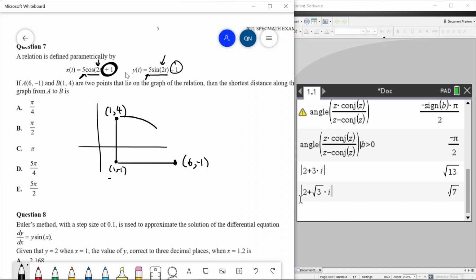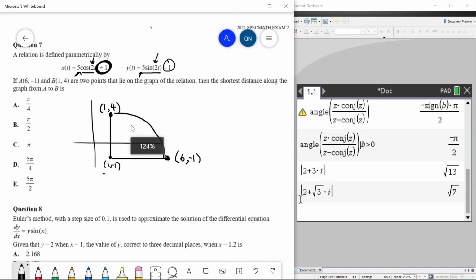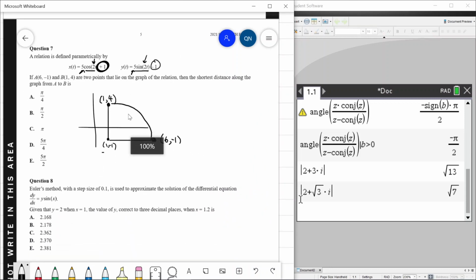So the circle has a radius of 5, so the circle is going to look something like this, probably. That's a horrible circle, but yeah, you get the idea. We'll just draw a segment of the circle. Now, these points are definitely on the relation. Question is, what's the shortest distance along the graph from A to B? Well, it's just the arc length over here. Now, what's the angle subtended? It's pi over 2. And to find arc length, you just multiply the angle by the radius. So 5 times pi over 2, that's option E.